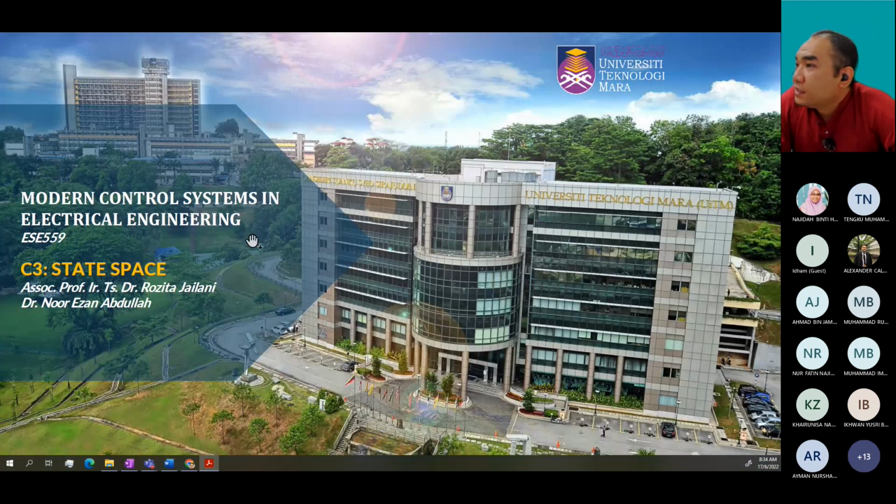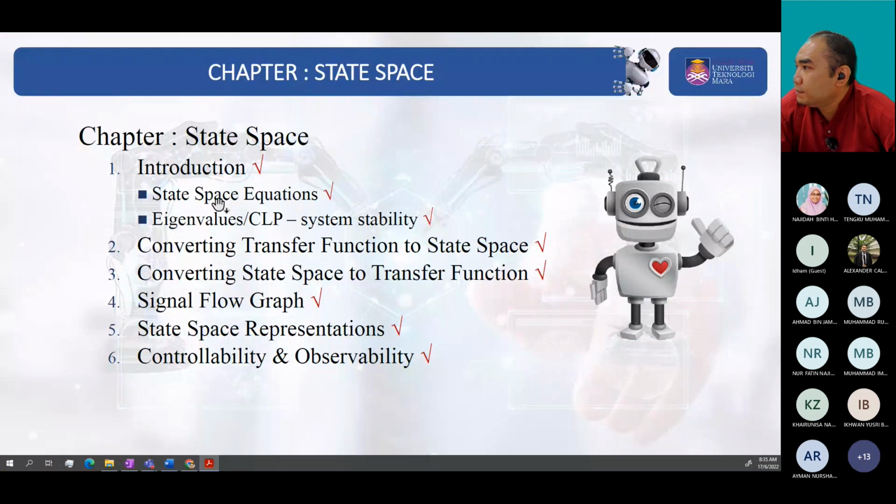Okay. So today we will discuss the topic of the state space. And these are the subtopics that have been stated in this page. So basically in this topic, we will be learning about the state space equation. And then we will also learn about the eigenvalues and what is the relationship between the eigenvalues and the closed loop pole of the system.